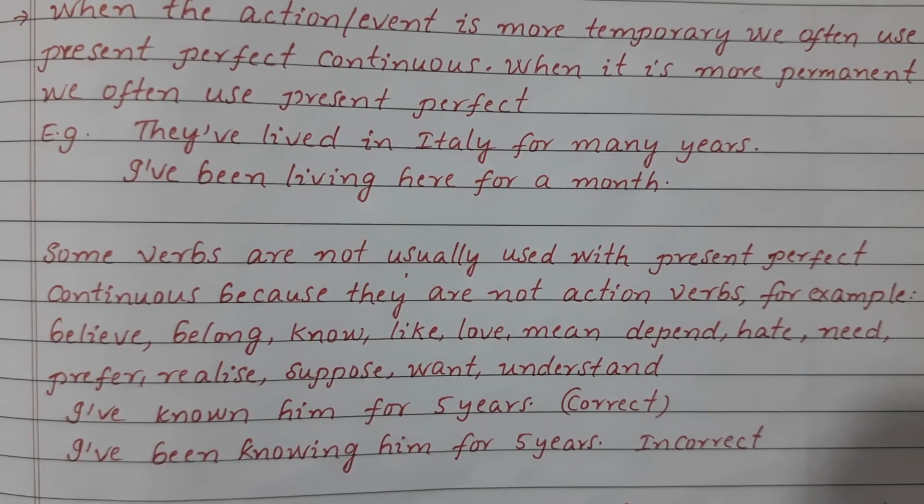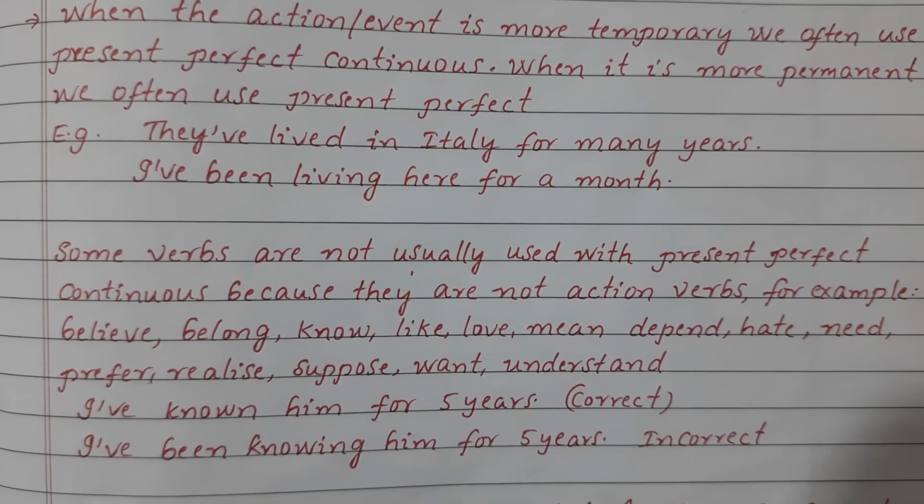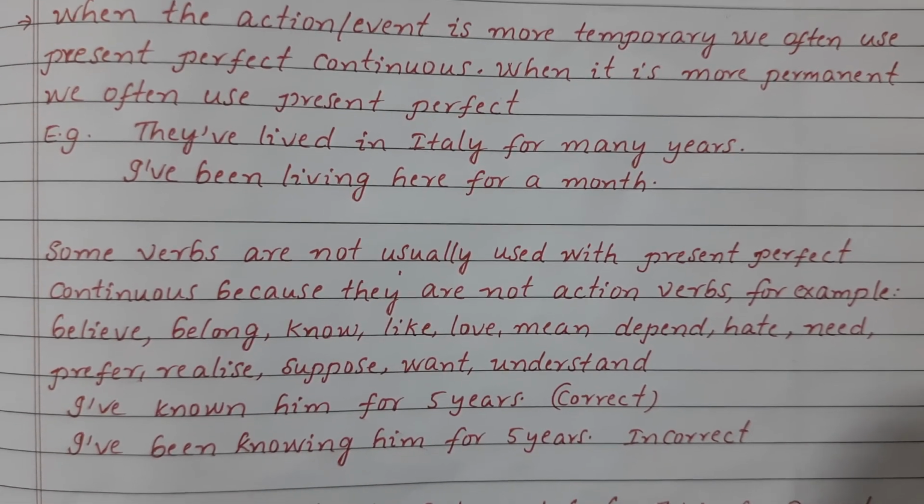I've known him for 5 years. This is the correct sentence. I've been knowing him for 5 years. Incorrect, because we cannot use the verb in the present perfect progressive tense.